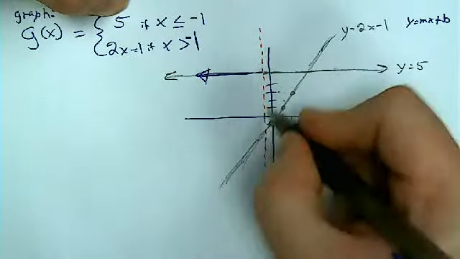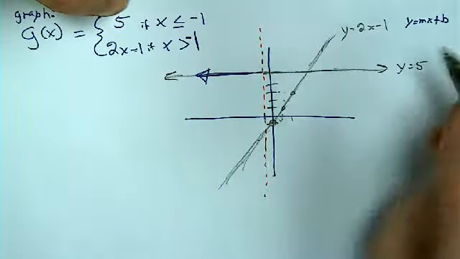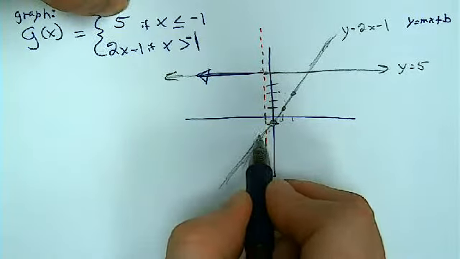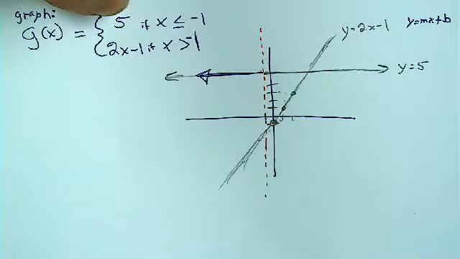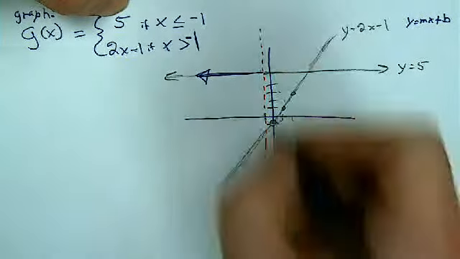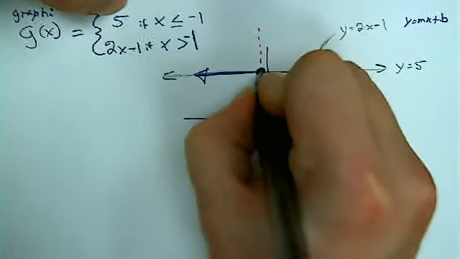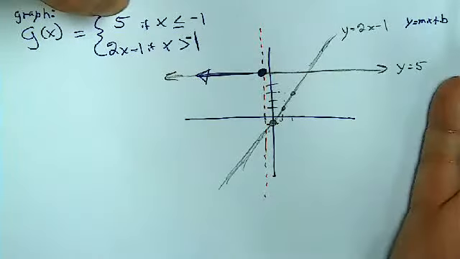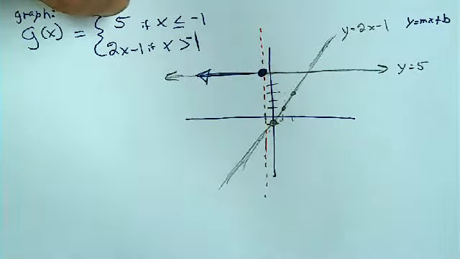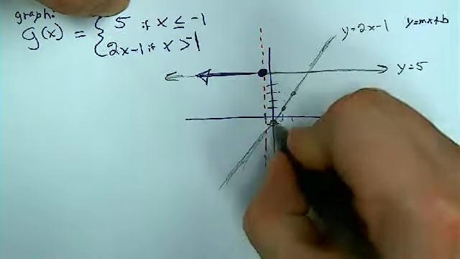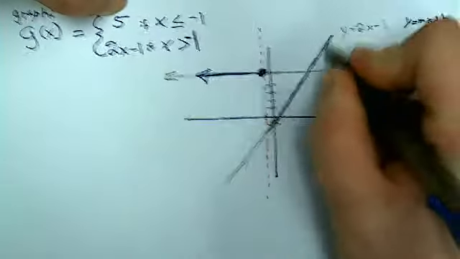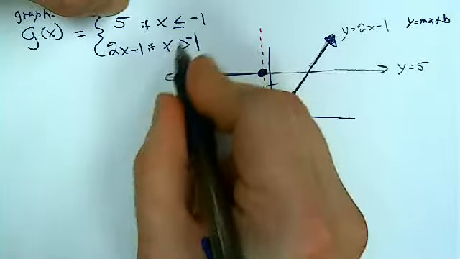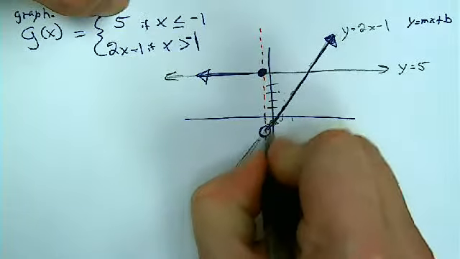At negative 1, which is included? Do I include the 5, or do I use that point to jump down here? Is negative 1 part of the first rule or the second rule? Part of the first rule. So I make a solid dot there. To the right of the line, as I go past negative 1, I get bigger than it. I follow the other equation. That's this guy. And I don't include it, so I make an open circle right there to show that.